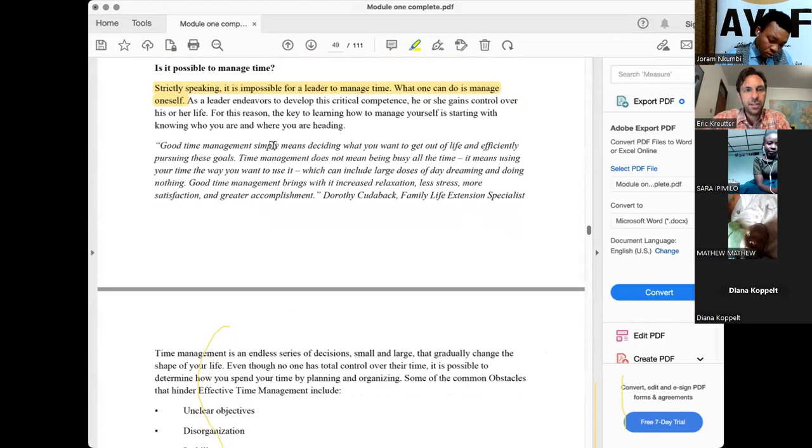All right, good time management simply means deciding what you want to get out of life and efficiently pursuing these goals. Time management does not mean staying busy all the time. It means using your time the way you want to use it.